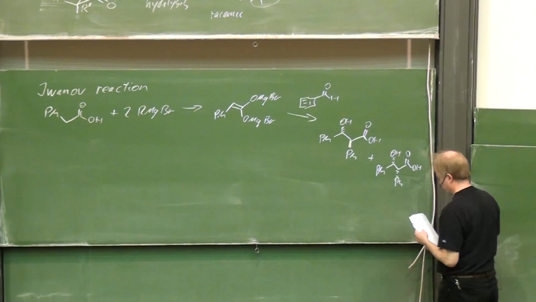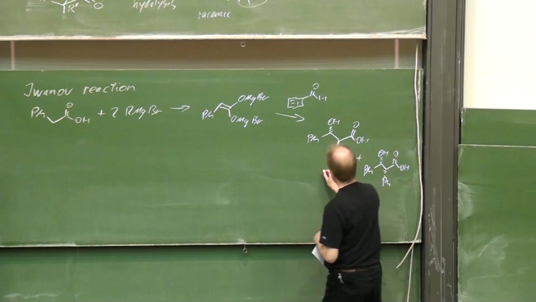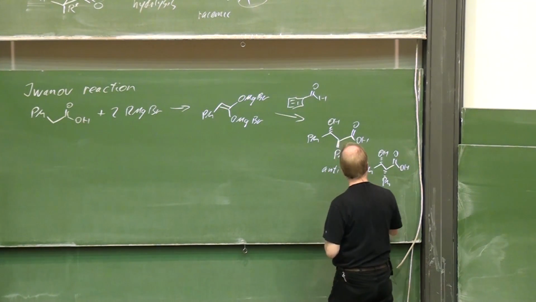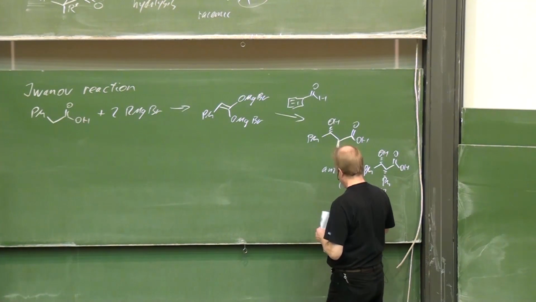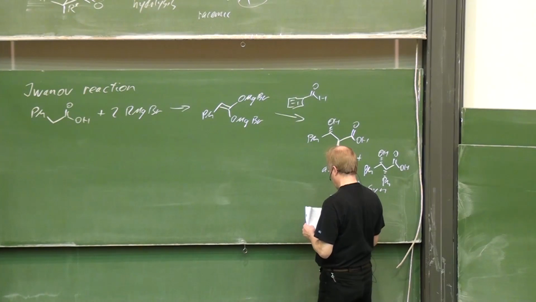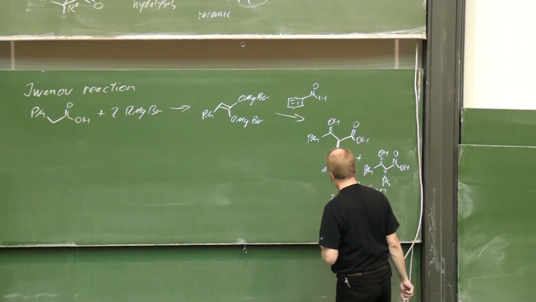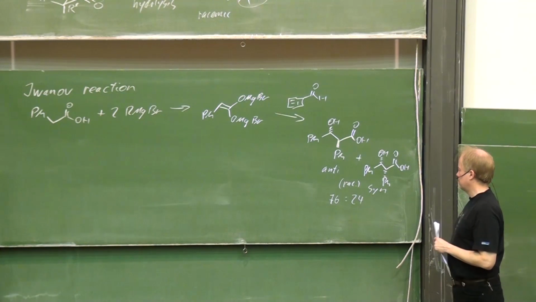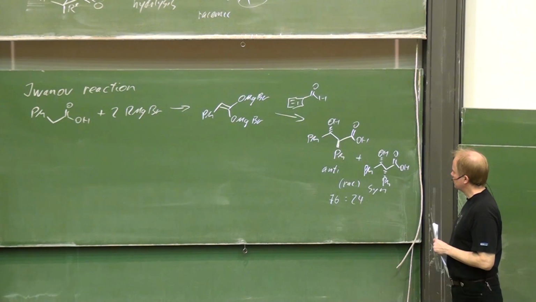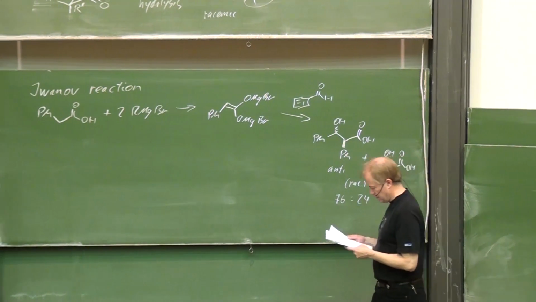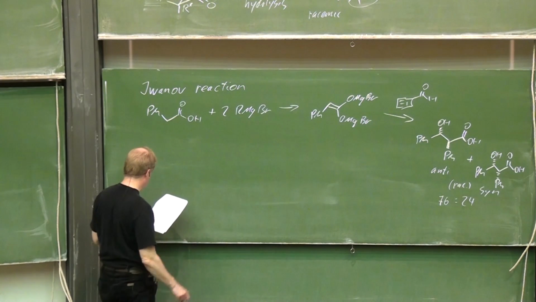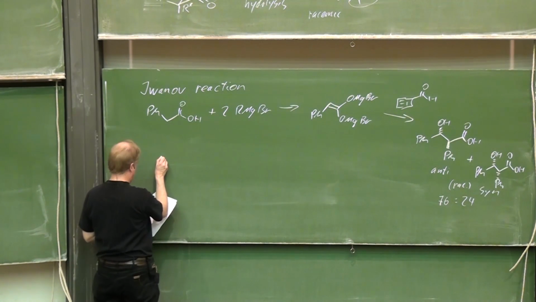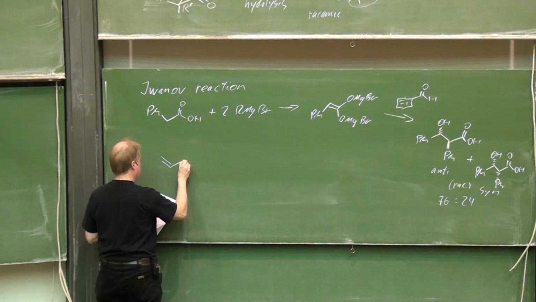After hydrolysis, we will have anti and syn diastereoisomer, of course racemic, and the selectivity is not that excellent, but 76 to 24, so approximately 3 to 1. How do we explain the selectivity in this case? Again, Zimmerman-Traxler transition states.